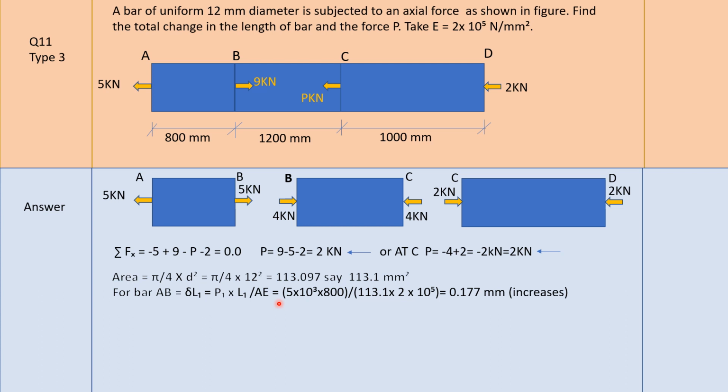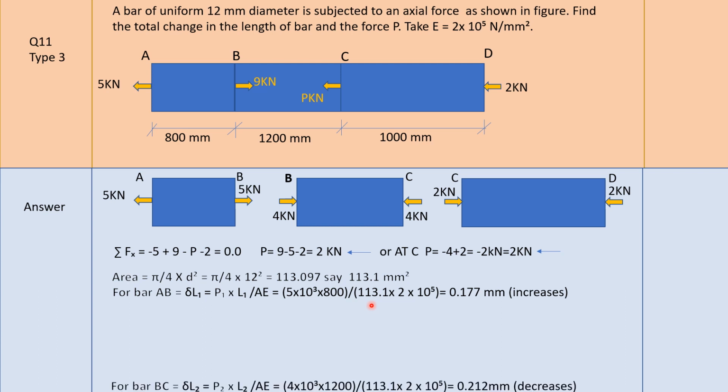Now here take the calculators in your hand and start pressing the button. Bracket open, 5 exponential 3 into 800 bracket close divided by bracket open 113.1 into 2 exponential 5 bracket close is equal to, you will get here the answer as 0.177. Now this 5 kilonewton is a tensile force, so there will be increase in length, so delta L1 increases.